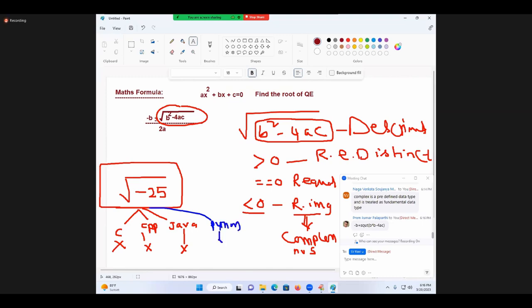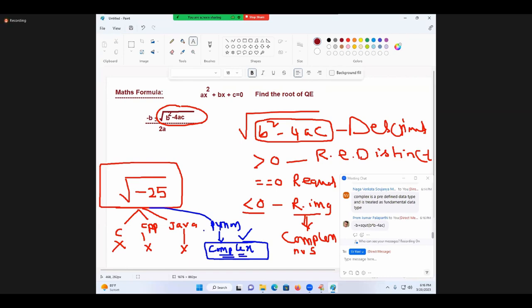What is the data type to store complex numbers? Complex data type. It is very important, students. It is a very frequently asked question from an interview point of view. How do you store complex numbers in Python? By using which data type? Complex data type we will use.